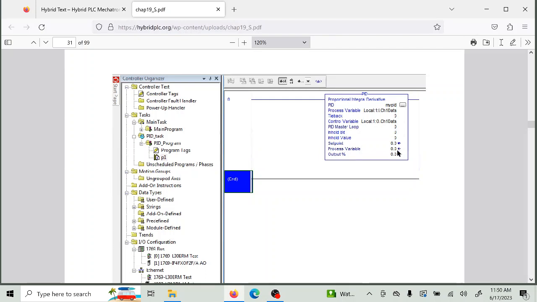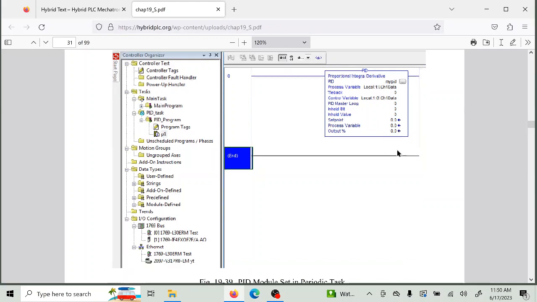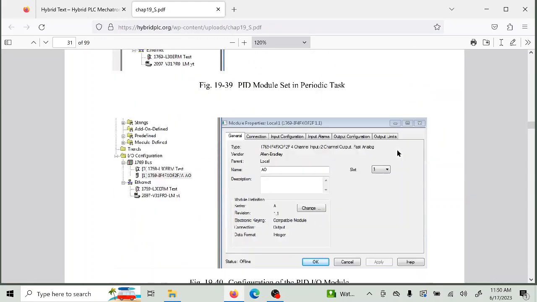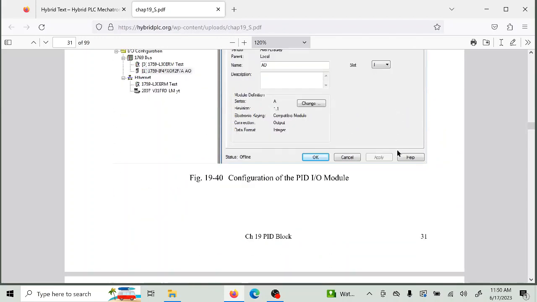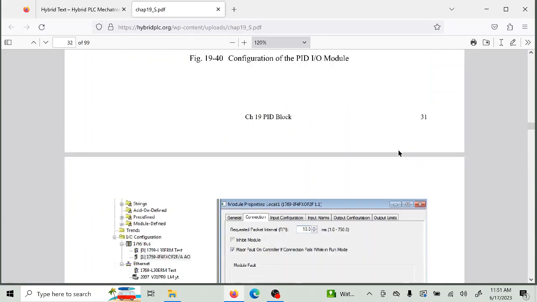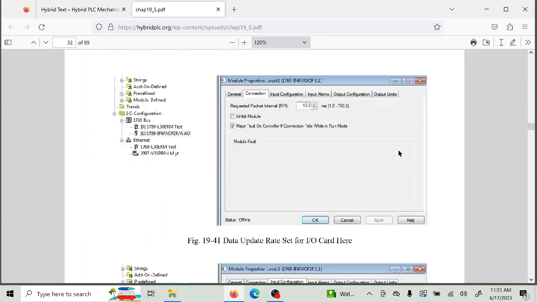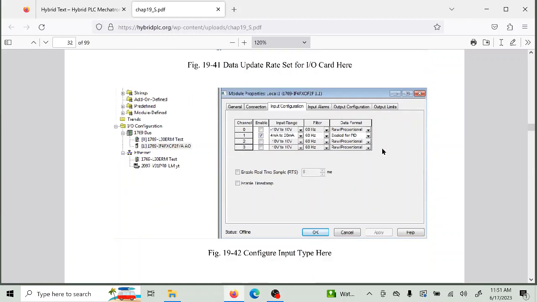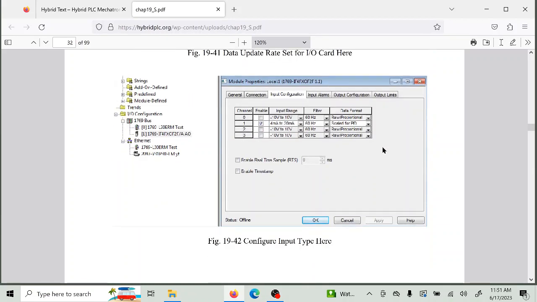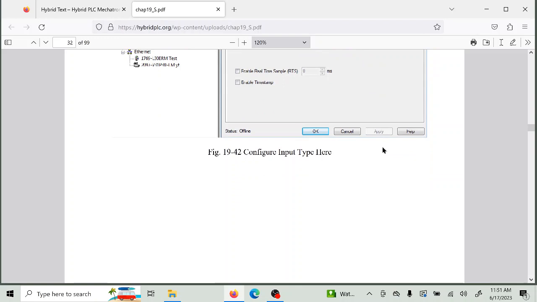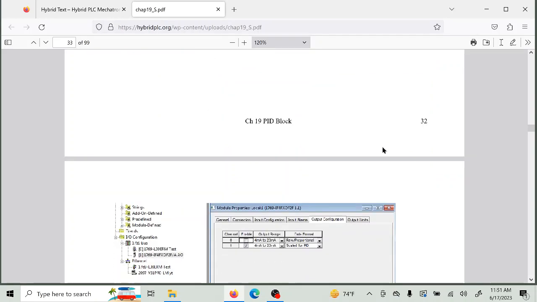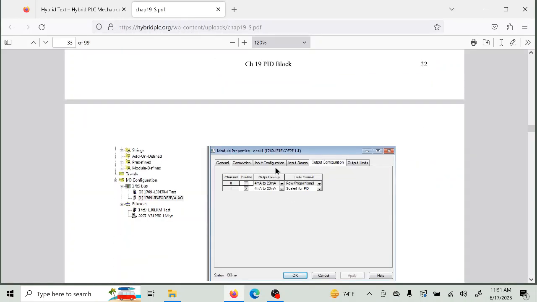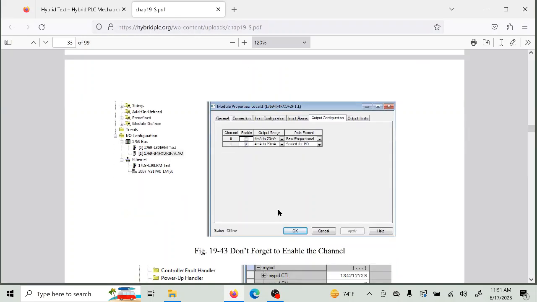This gives you an example of a CompactLogix analog system with PID control, and it works very well. The setup is right here. Again, you have to guarantee the I/O update is quicker than the update that you're reading in the PLC for your PID loop. You've got to get it quick. Calibration is done at the card level. Look at this, the signals are done there.